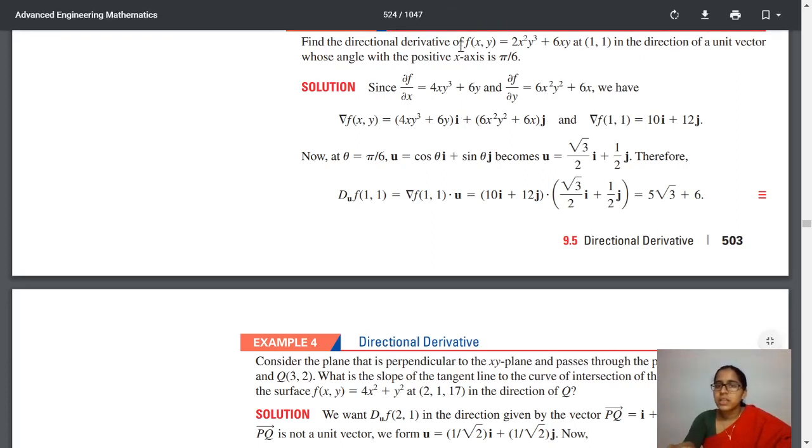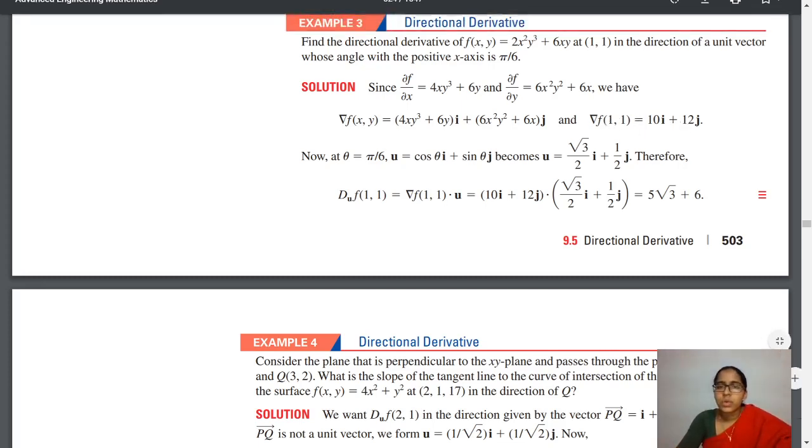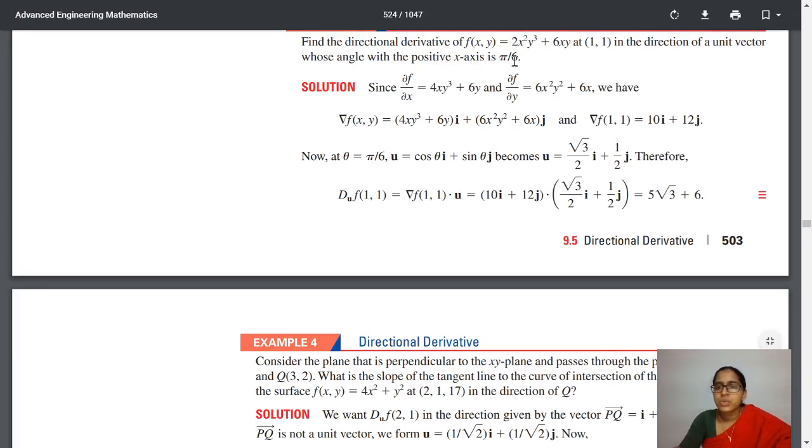Now we are asked to find the directional derivative at the point 1, 1. So we will find grad f at 1, 1. What will it be? 4 plus 6, 10, and 6 plus 6, 12. So this is our grad f. And next we'll find the unit vector. The angle theta is given to us, pi by 6. So what will be u? U will be cos pi by 6 i plus sin pi by 6 j, which is root 3 by 2 i plus 1 by 2 j.